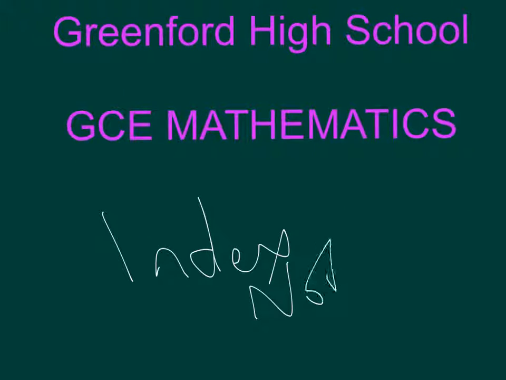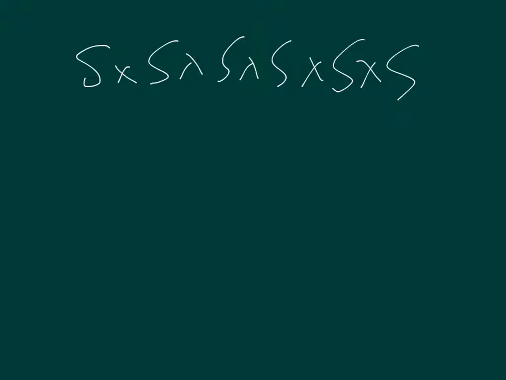Index notation. Seems a bit tiresome writing 5 times 5 times 5 times 5 times 5 times 5. There's 6 of them. So someone invented a shorthand way of writing it, and we write it like that, 5 to the power 6. This means that there are 6 of these 5s multiplied together.